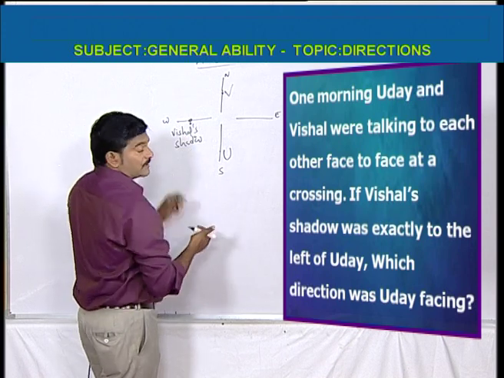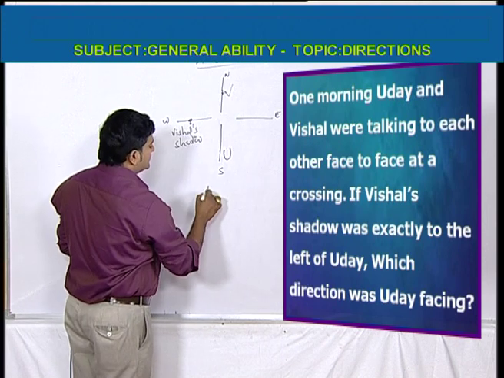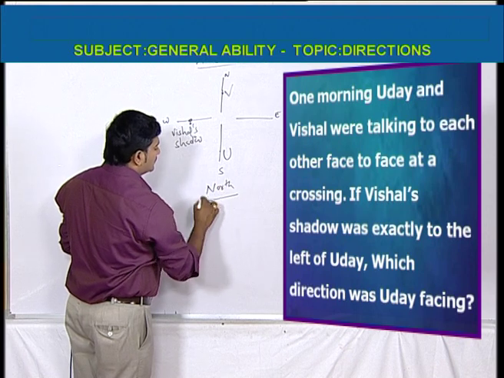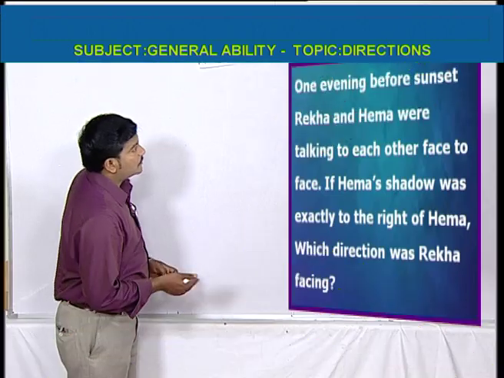It's very clear. Now the question is: in which direction is Uday facing? So Uday is facing in which direction? North direction. So for this type of question, first you need to fix the shadow. Now, based on the shadow, we will take one more question.